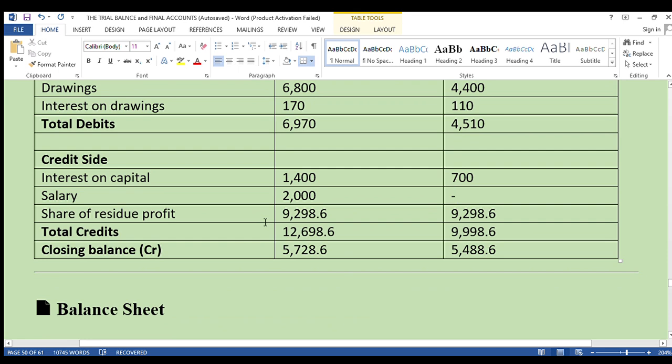The last step is the balance sheet. These two figures are going to be used in the balance sheet. This figure, the closing balance for each, and this figure. So the closing balance for each of the partners are going to be used in the balance sheet.